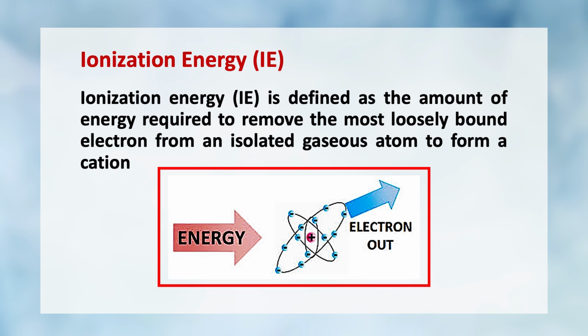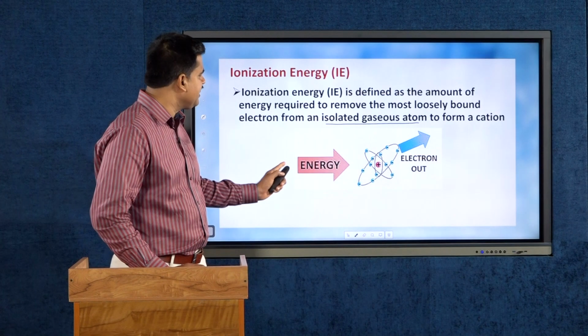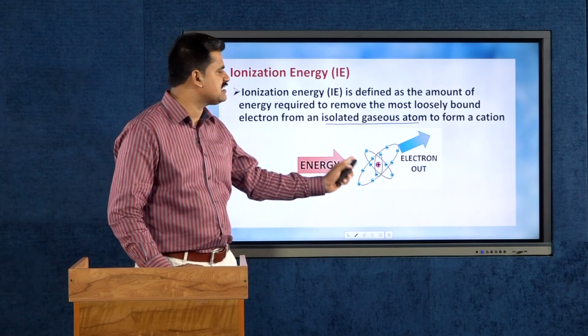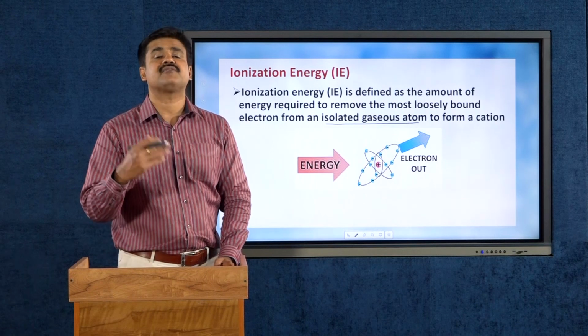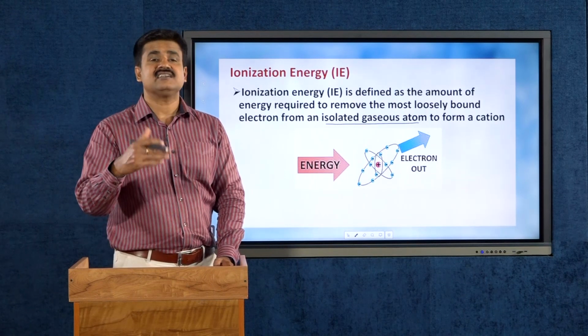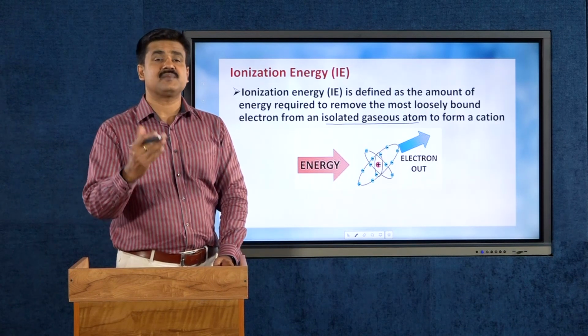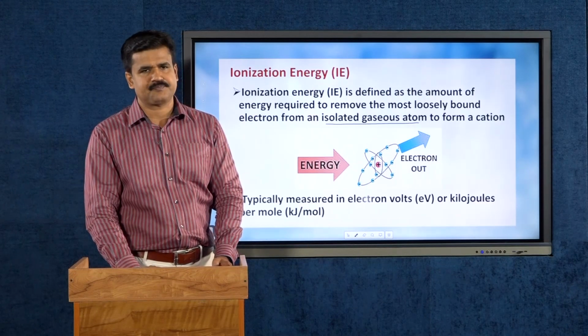This is the pictorial representation of the ionization energy concept. Here at the center there is an atom with the surrounding electrons. Electrons are revolving around the nucleus, and when a particular amount of energy is donated to that atom, electrons will expel from the outer shell. That energy required is termed as ionization energy.